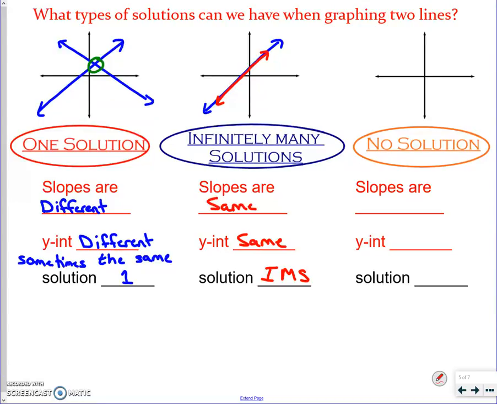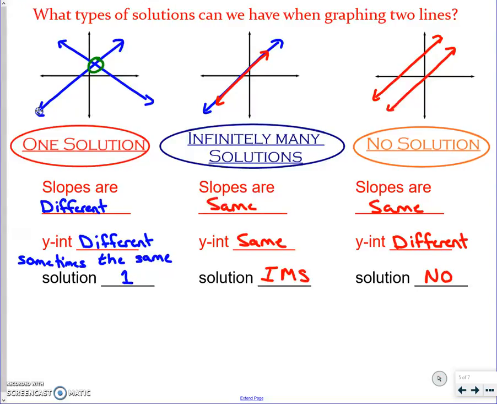No solution is when we have 2 lines that run parallel like train tracks. They are never going to touch as far as they go. When this happens, our slopes are the same, and the y-intercepts are always different. When this happens, it makes us have no solution.